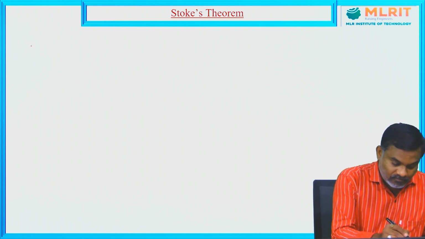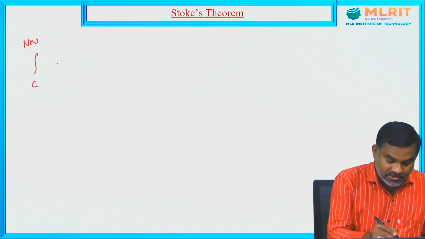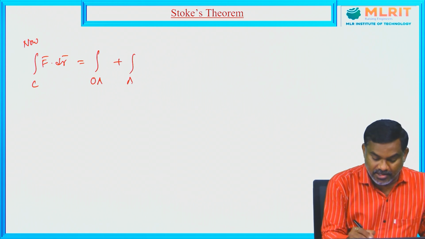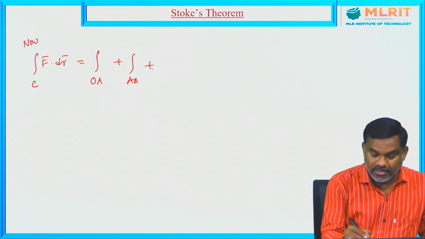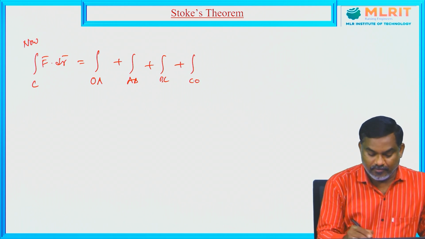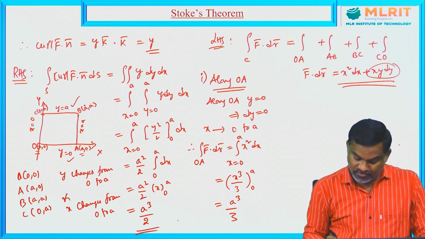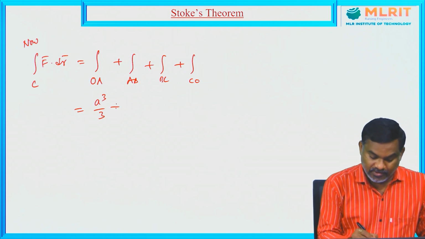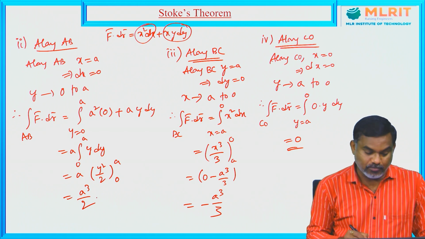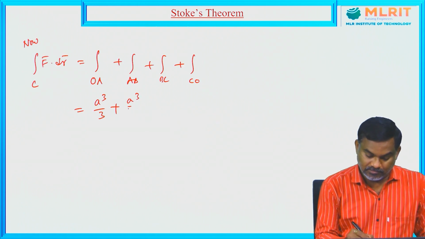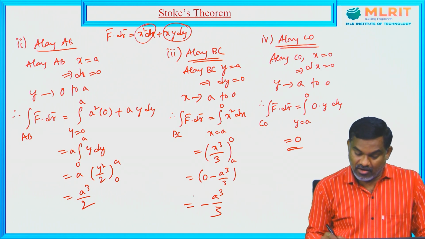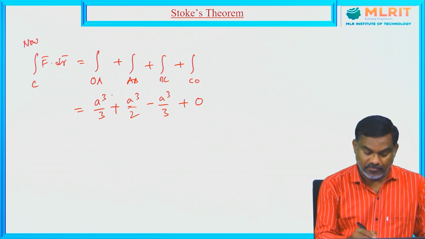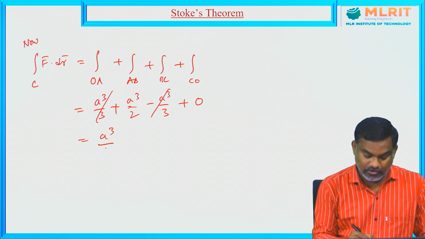Now the line integral of f bar dot dr bar along C is along OA plus AB plus BC plus CO. Now along OA, the value is a cube by 3, and along AB it is a cube by 2, and along BC minus a cube by 3, and the last one is 0. So these two get cancelled. So a cube by 2.